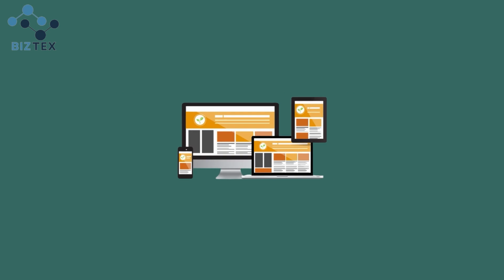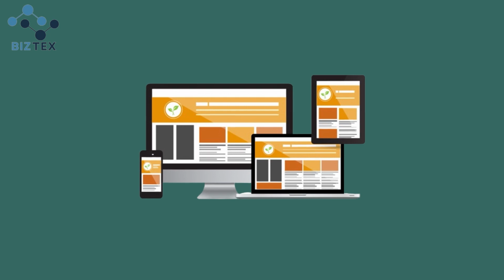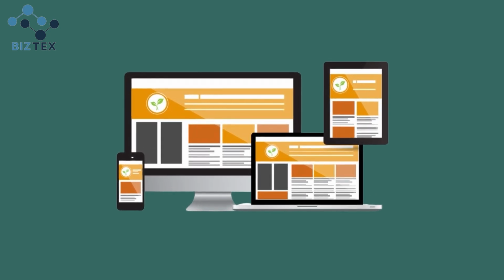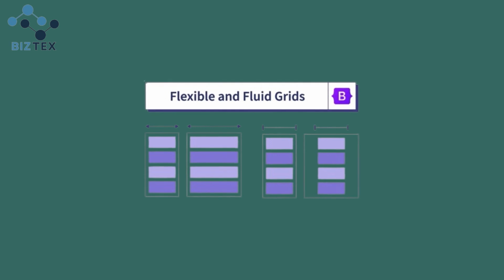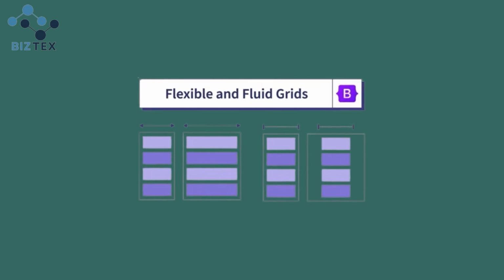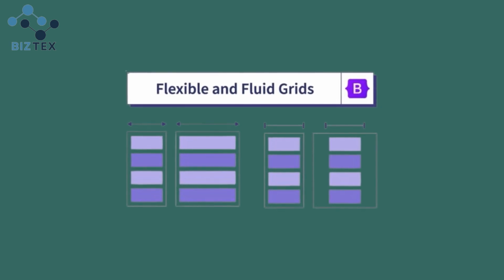Segment 1: Responsive Web Design. Let's kick things off with responsive web design. In 2024, it's all about creating web apps that seamlessly adapt to different screen sizes. We're talking fluid grids, flexible images, and media queries that enhance the user experience across various devices.